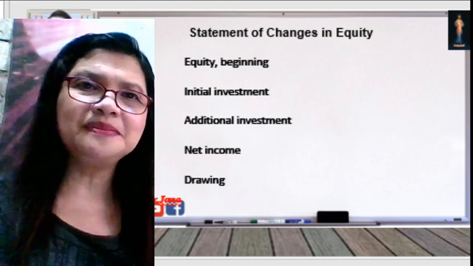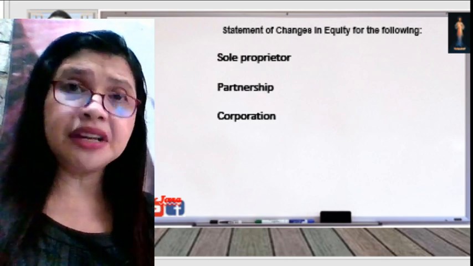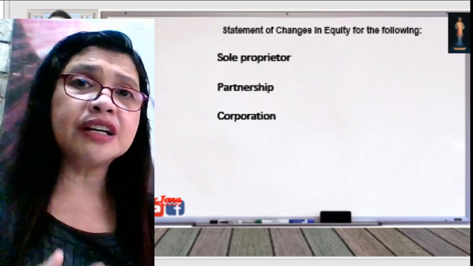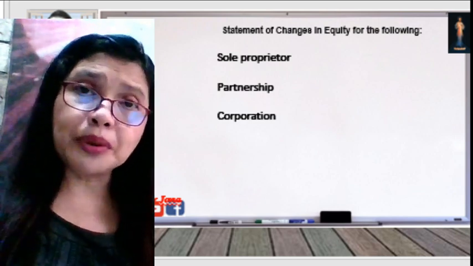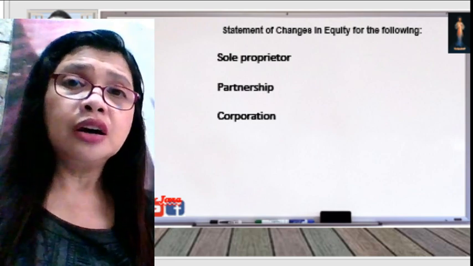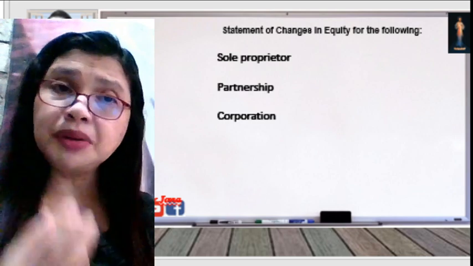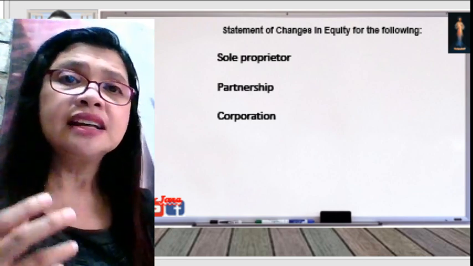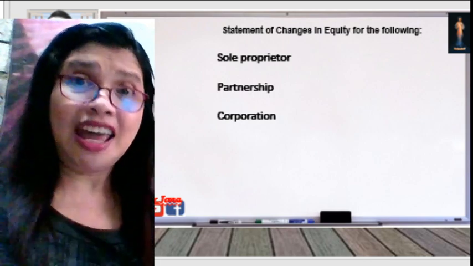Now, the statement of changes in equity varies in different forms when we deal with different forms of organization. As we all know, a sole proprietorship is owned or managed by a single person. So when a business is operating as a sole proprietorship, we call it the statement of changes in owner's equity.